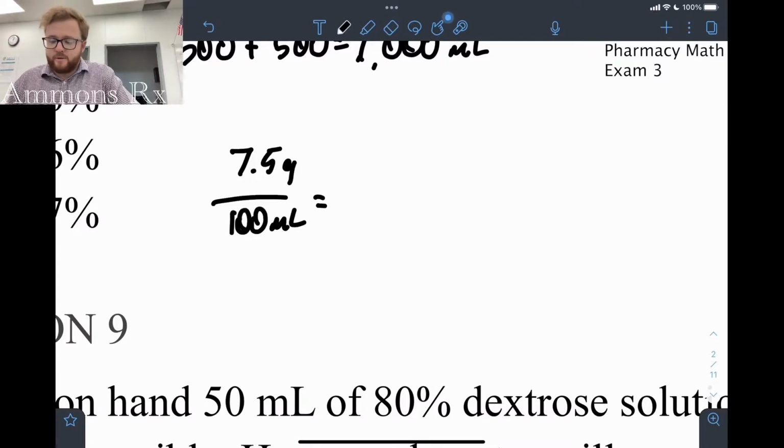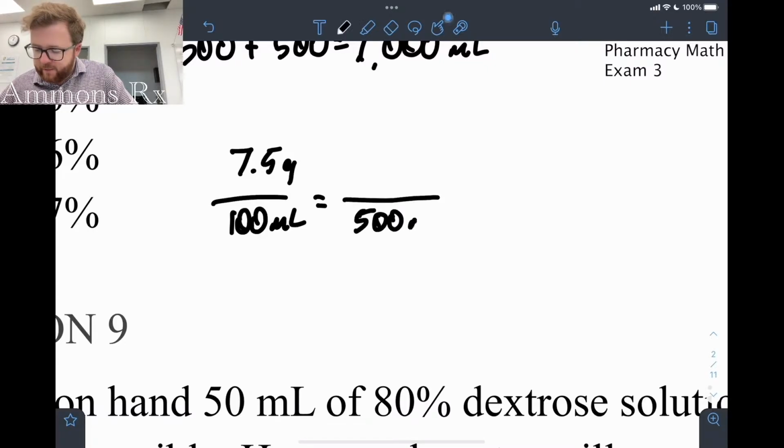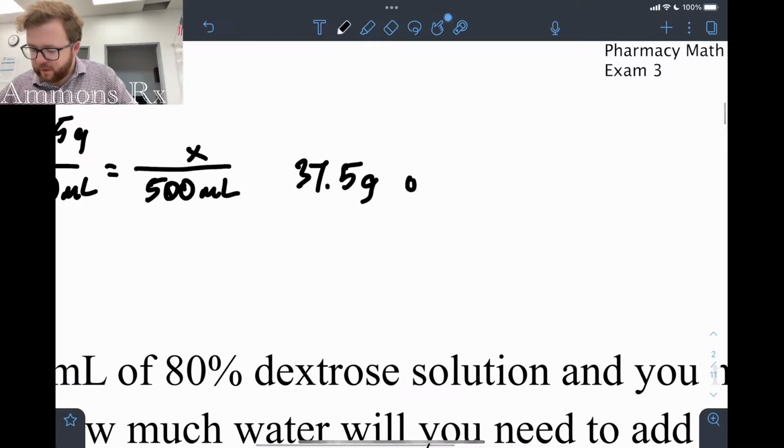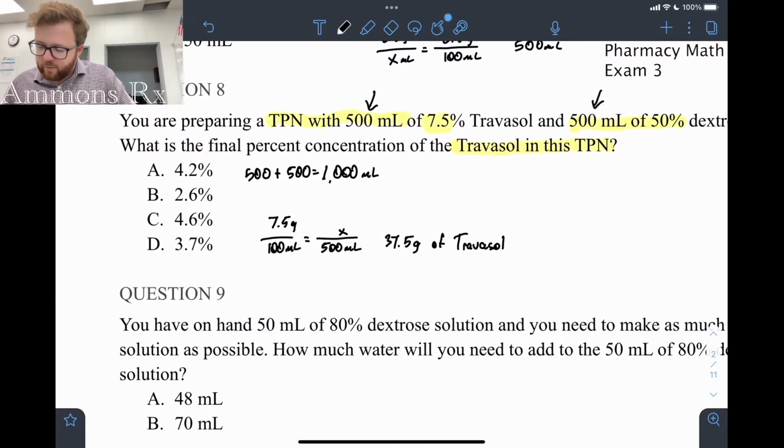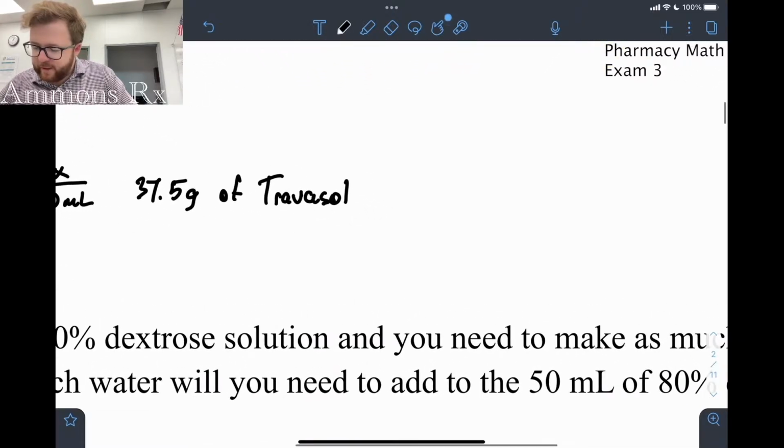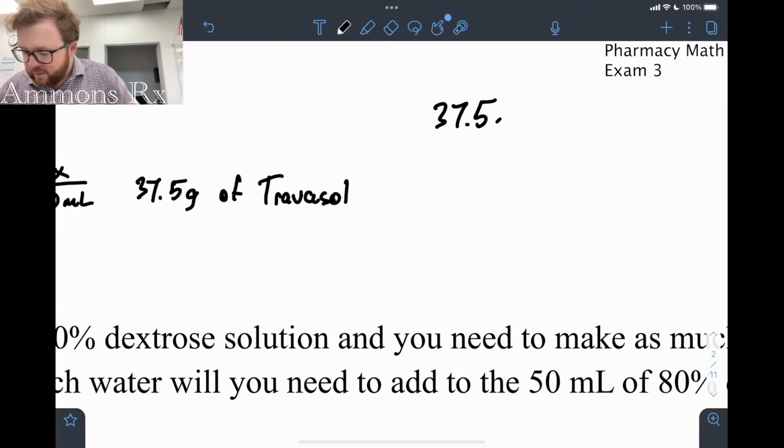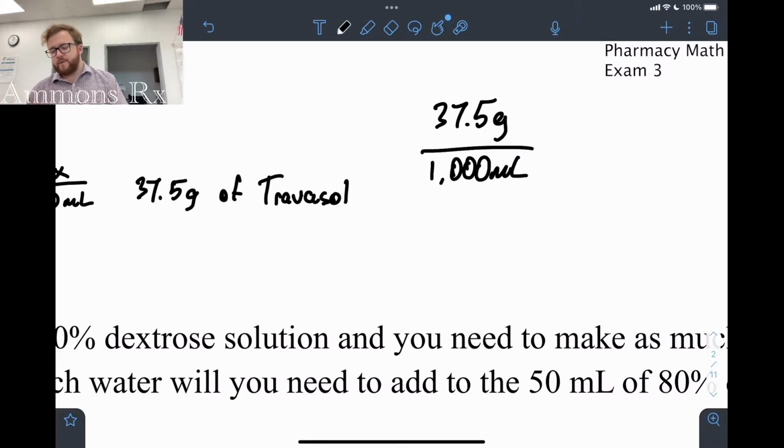So the 7.5% turns into 7.5 grams over 100 mils. And we are going to add 500 mils of that. So 7.5 times 500 divided by 100 is equal to 37.5 grams of Travasol. Okay, so that means that 37.5 grams is of our 1,000 mils, because remember we're adding 500 mils of one, 500 mils of the other.